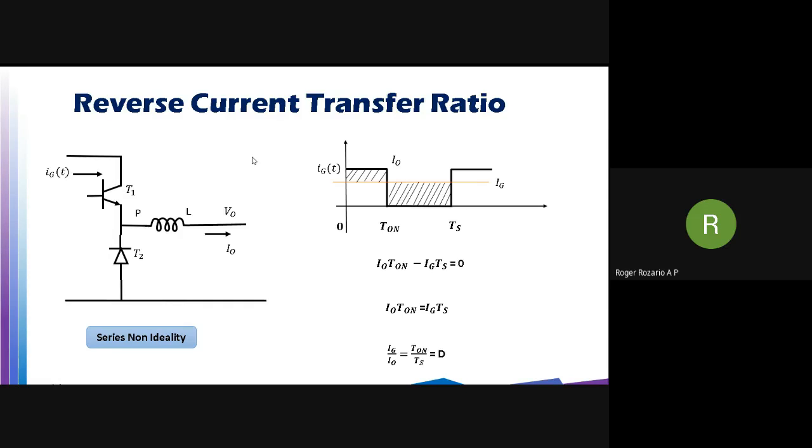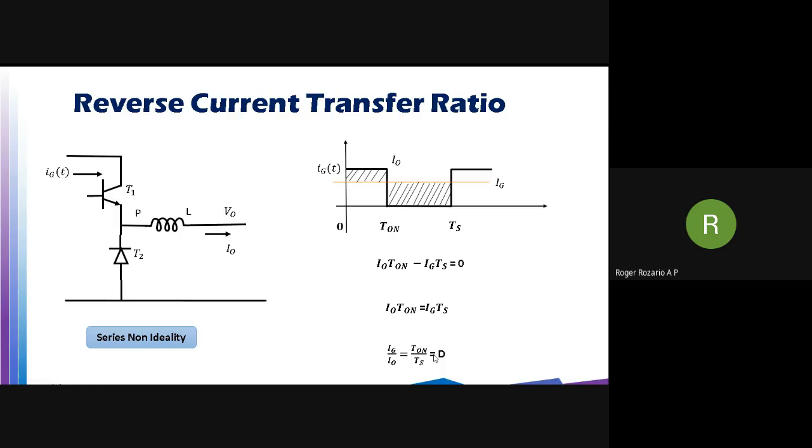Why? Because all these switch non-idealities are series non-idealities. During the on time, the switch is connected in series with the inductor, and during the off time, the diode, the second switch, is also connected in series with the inductor, and this is called a series non-ideality. So the series non-ideality doesn't affect the reverse current transfer ratio. It remains the same as the duty cycle D, as with the ideal DC to DC converter.